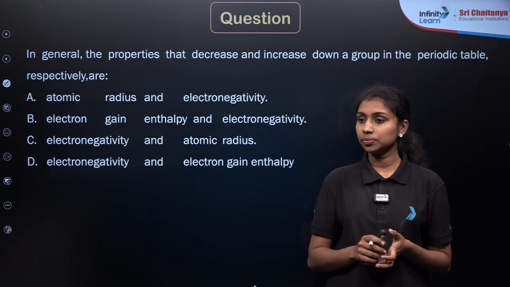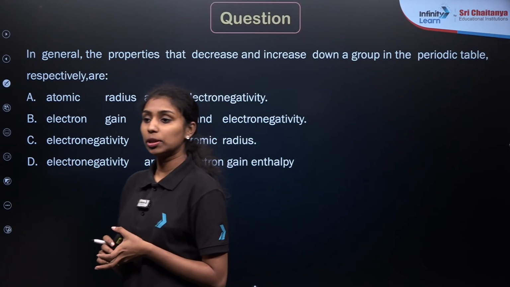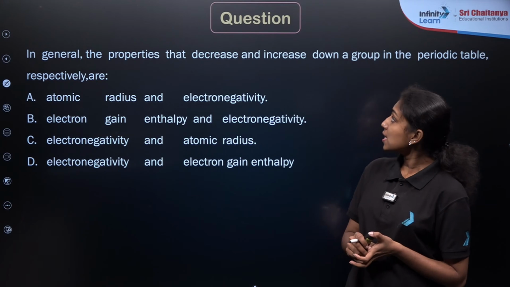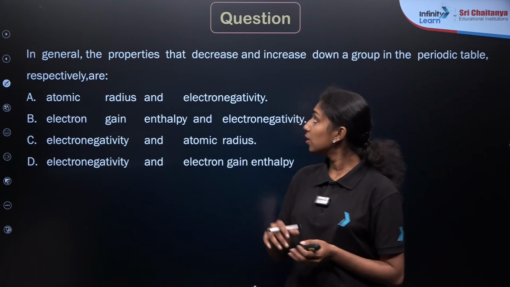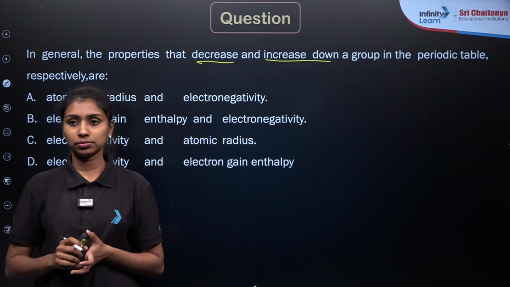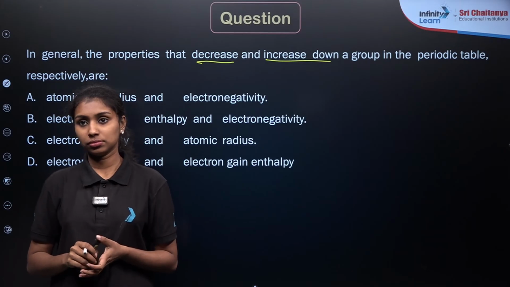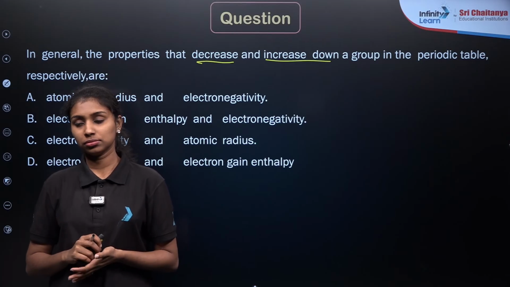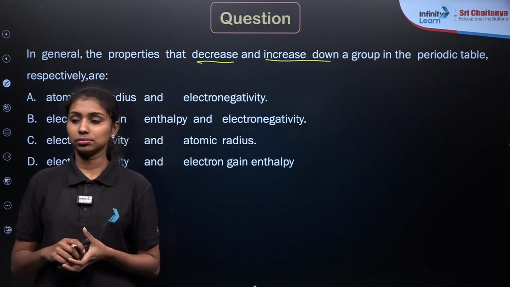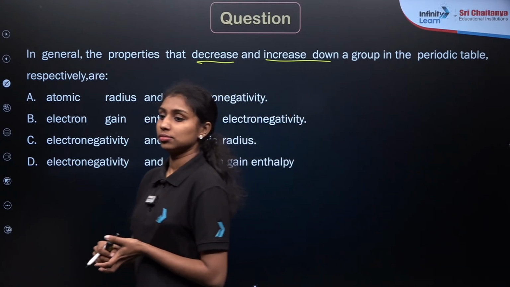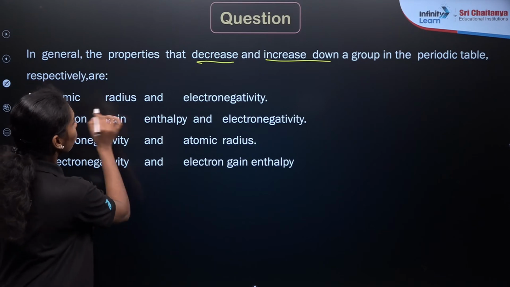Here is our next question. Based on the complete summary of the periodic properties, read the question carefully. In general, the properties that decrease and increase down a group respectively are: decrease down a group and increase down a group. Okay, what will be the general trend of atomic radii down a group?